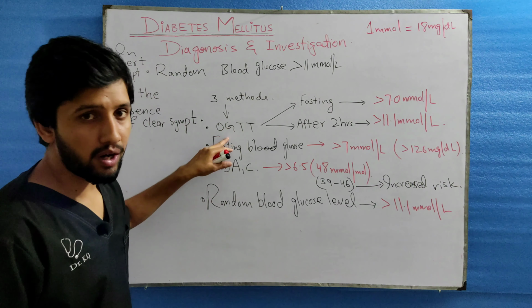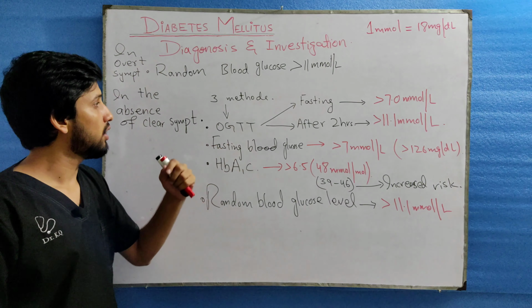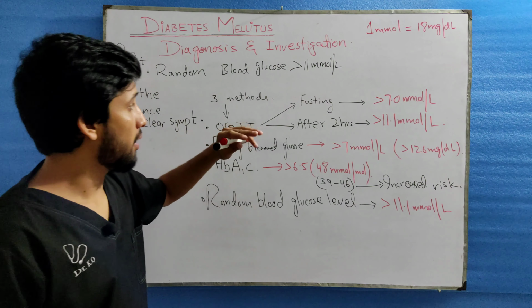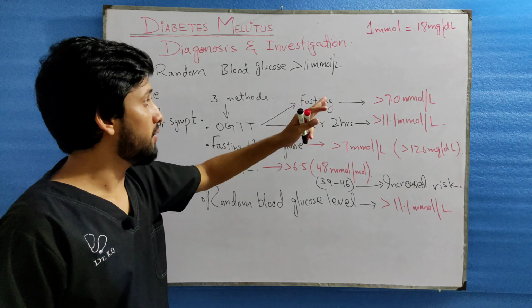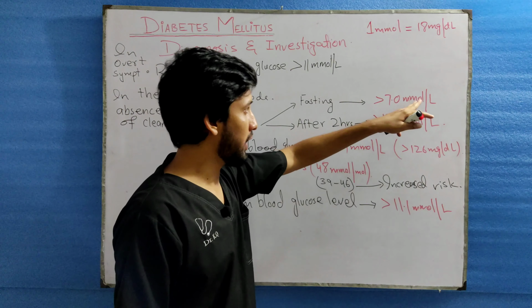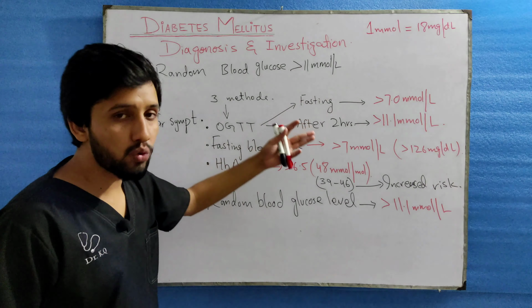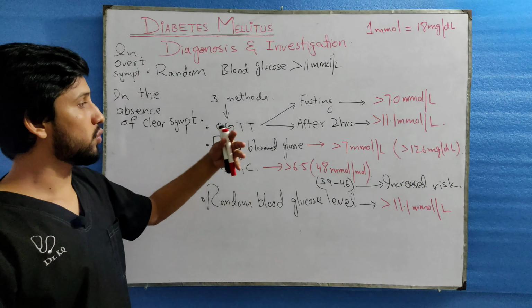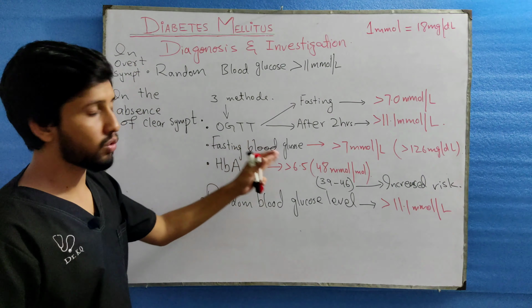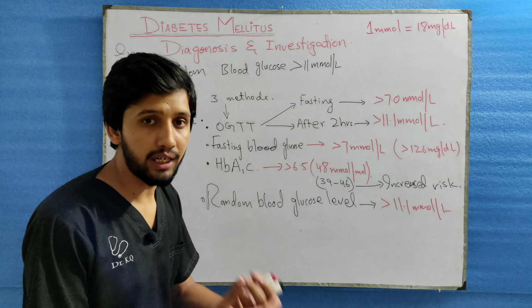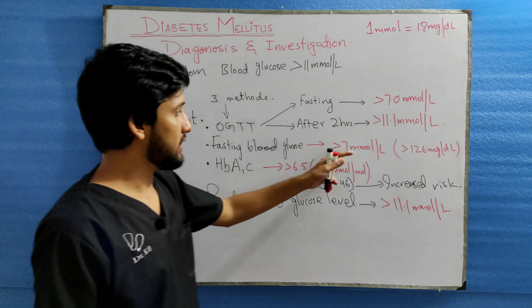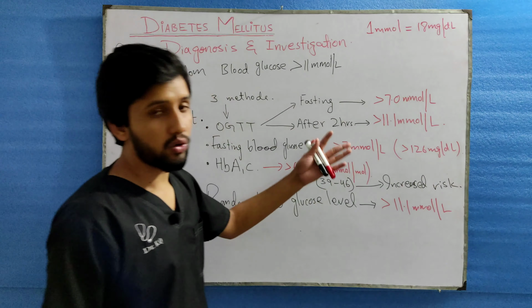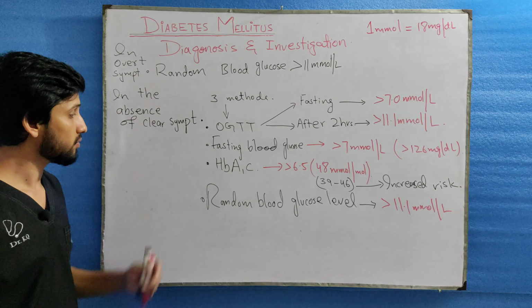Coming to the first one, the oral glucose tolerance test. A patient will come to you, you will measure his fasting blood glucose level, which if greater than 7.0 millimole per liter, and the second condition is that after 2 hours you will measure the blood glucose level again. If greater than 11.1 millimole per liter, you will diagnose the patient as diabetic. Moving to the next, the fasting blood glucose level, which is without any eating. If fasting blood glucose level is greater than 7 millimole per liter, you will diagnose it as a diabetic patient.